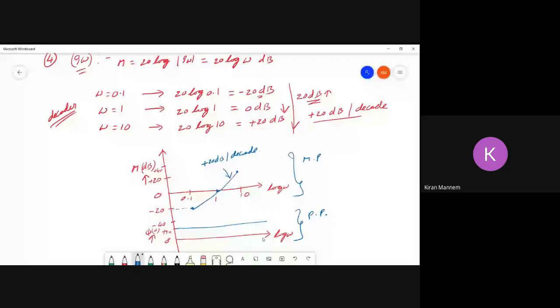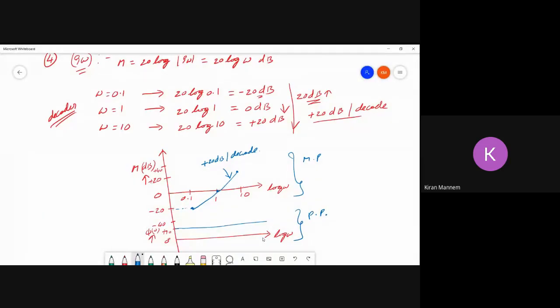Today we'll continue the class, the last Bode plot. Let me share the whiteboard. I hope you can see the whiteboard.